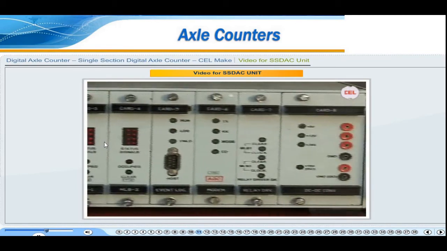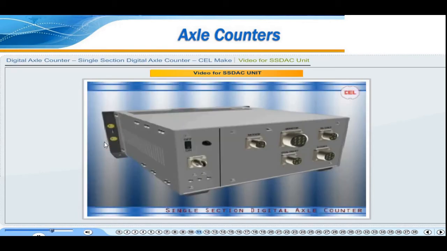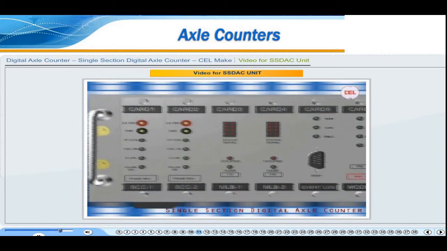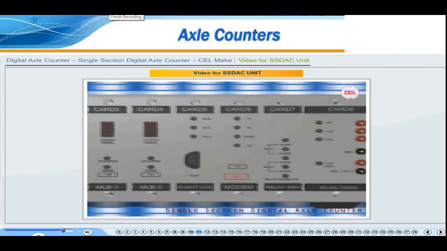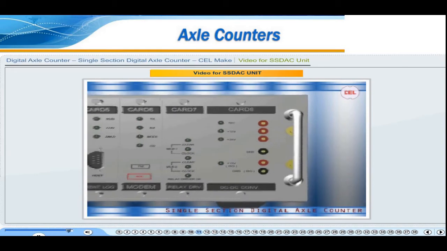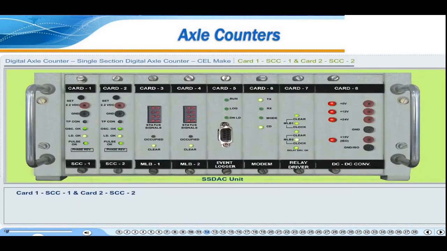This diagram shows the front view of the system and the position of the PCBs, and this diagram shows the rear view of the system. The cards must be inserted from card 1 to 8, starting from left within the sub-rack. Card number 1 is signal conditioner card 1 and card number 2 is signal conditioner card 2.